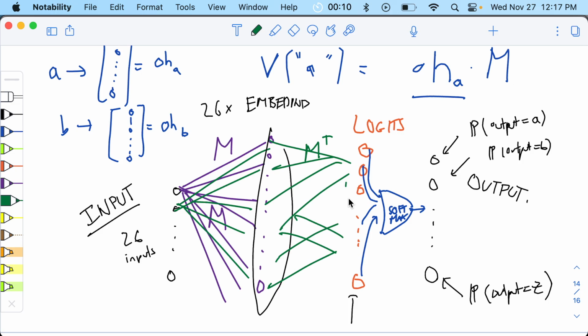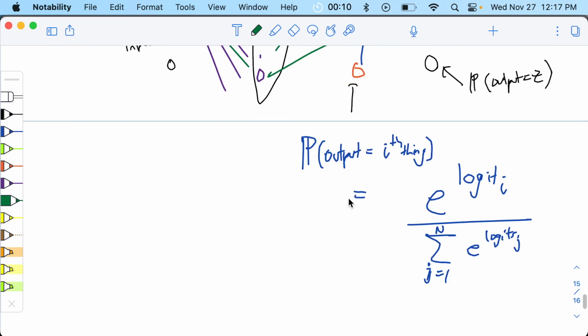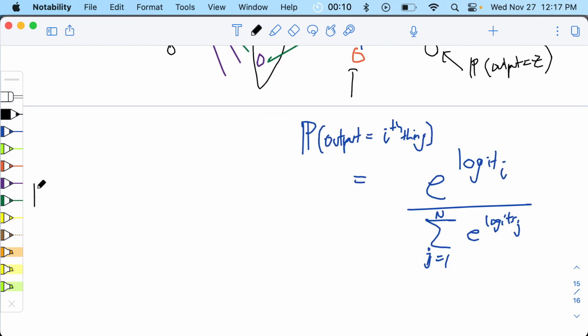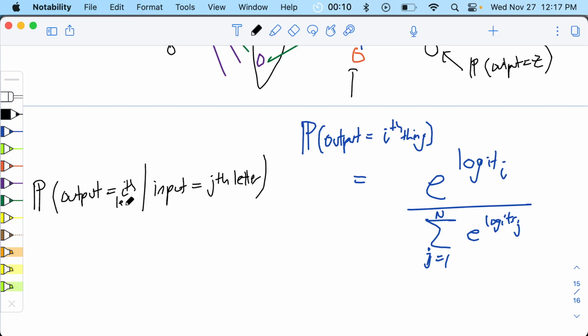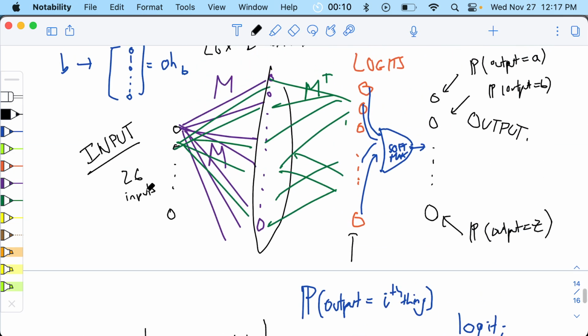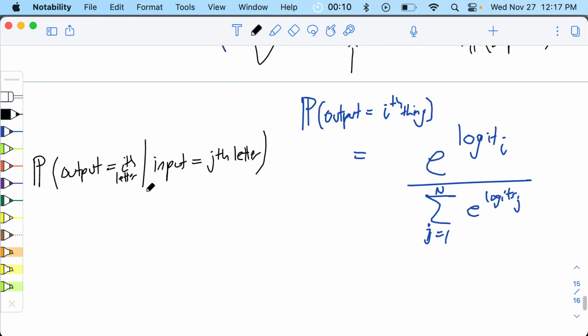And I will tell you this has a very cute interpretation, which is that the probability that the output equals the ith letter, given the input equals J, let's say the jth letter, by using the same matrix on both sides, will be just the dot product of the vector I with the vector for J.